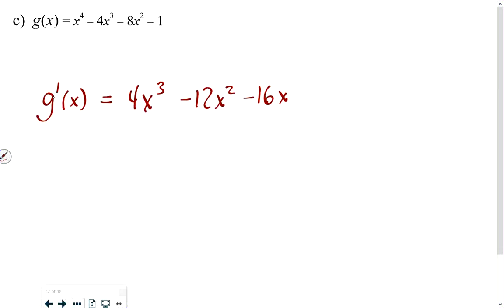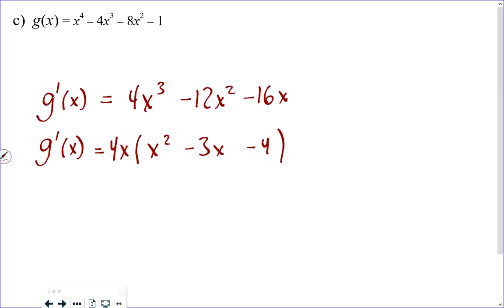So factor, always factor. I can take a 4x out of the derivative. Sometimes I don't like that phrase, take it out. It's not like you're removing it. It's still there. You're just writing it elsewhere. And then we have x squared minus 3x minus 4, which factors.